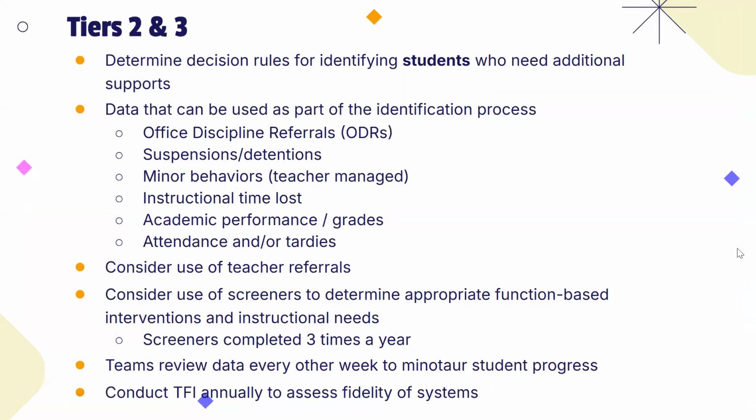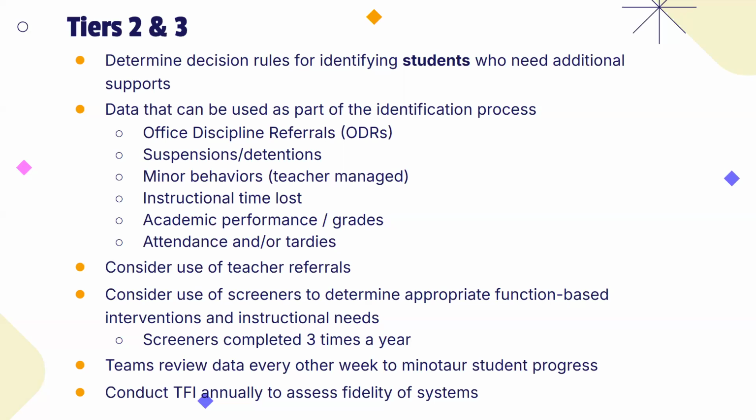Which takes me to tier 2 and tier 3. So this is certainly a little shameless plug for ourselves as your facilitator. So once you would like to start moving towards your advanced tiers, we could come out and do a training for your team. And during your tier 2 and tier 3 meetings, you're really determining those decision rules for identifying those students who need additional supports, those students who are getting more than 3 office discipline referrals, or they're ones that have a lot of suspensions, maybe a lot of minor behaviors. Maybe they're going to the guidance office or the nurse's office a lot.